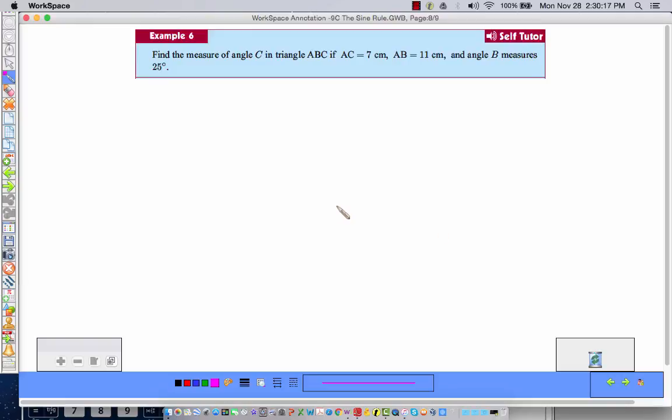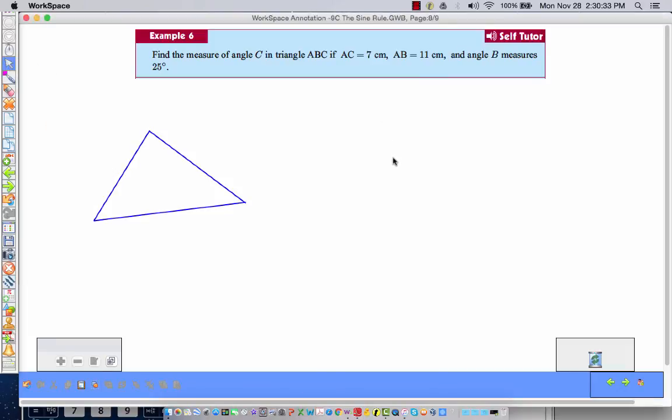All right, so find the measure of angle C in a triangle ABC, and they give us the measurements. So let's go ahead and draw that real quick. Just know that you're probably not going to draw it to scale. Okay, so I'll do ABC like this, and I'm going to fill in what I know. AC equals 7, AB equals 11, and angle B measures 25 degrees. Okay, so right away, I'm looking for angle C.